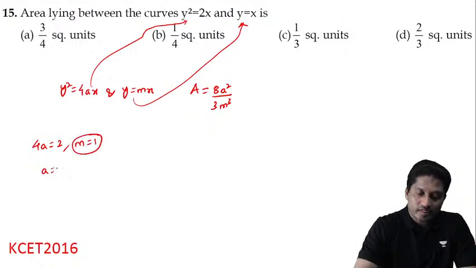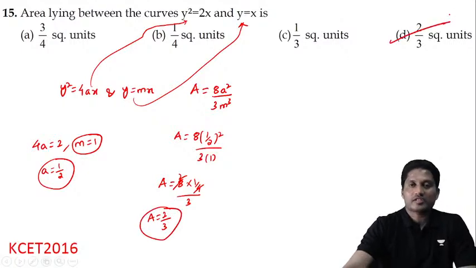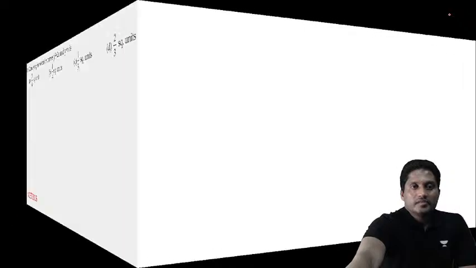4a is equal to 2 means a is equal to half. If I substitute here, you get 8a square by 3m cube, that is 1 cube. Area is equal to 8 times 1 by 2 the whole square, which is 4, divided by 3. Cancel 2 times. Area is equal to 2 by 3, okay, 2 by 3 square units. That's option D. Let's move to the next question.